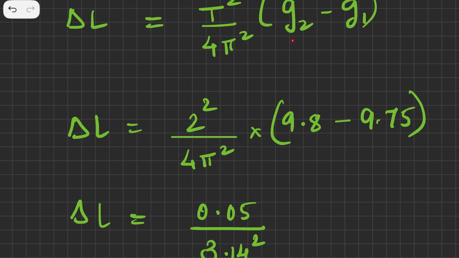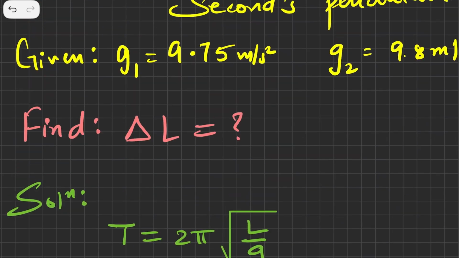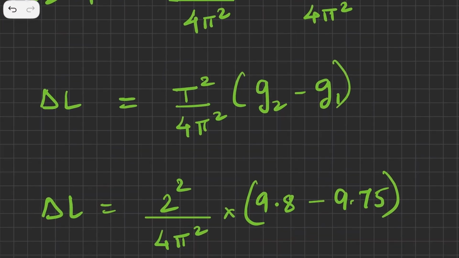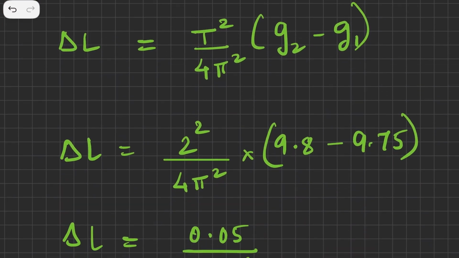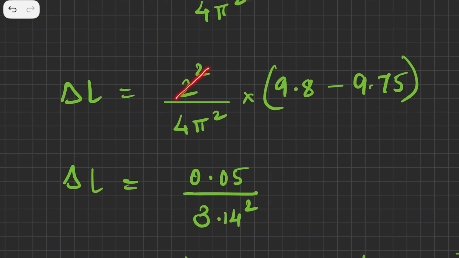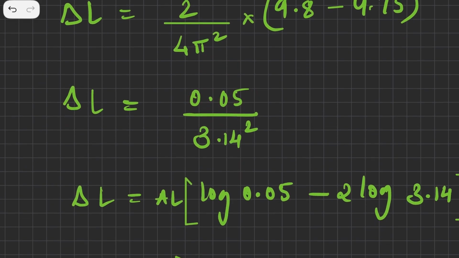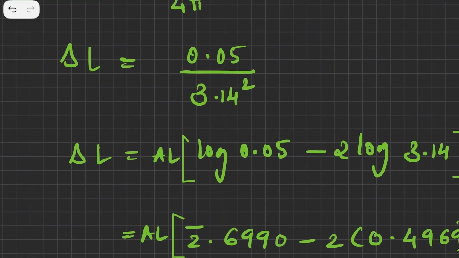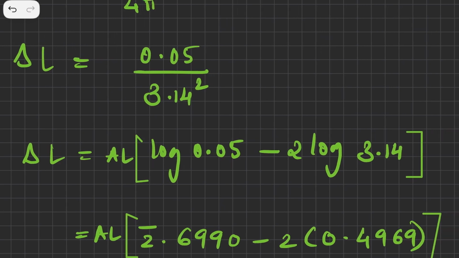I have put the value of 9.8 in G2 and G1 as 9.75 as it was given in the given condition. Okay, so coming back to our solution, now I'll cancel the 2 square and 4. So there is only pi, and the value of pi is 3.14 the whole square, and 9.8 minus 9.75 comes out to be 0.05. Now from here on, it will depend upon which kind of board you are in.